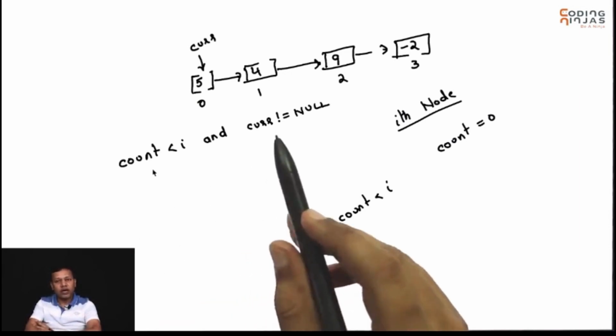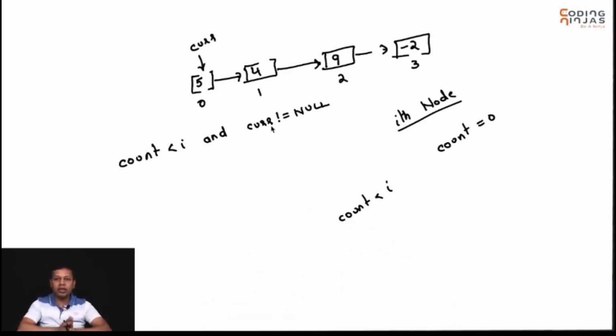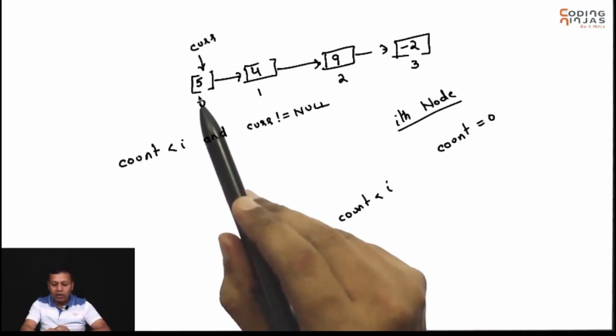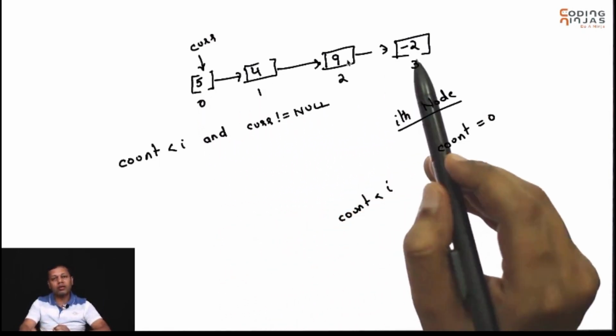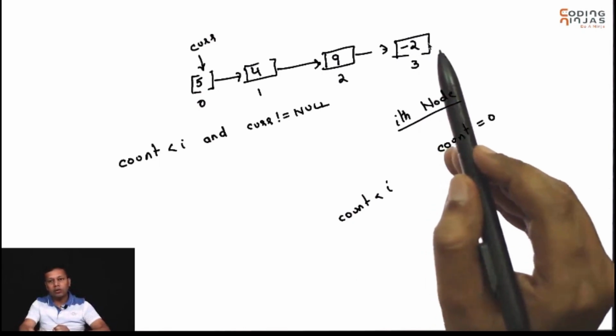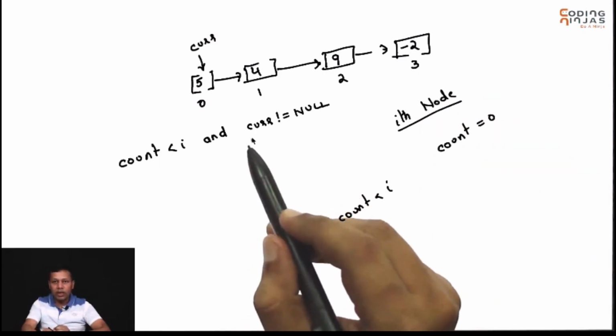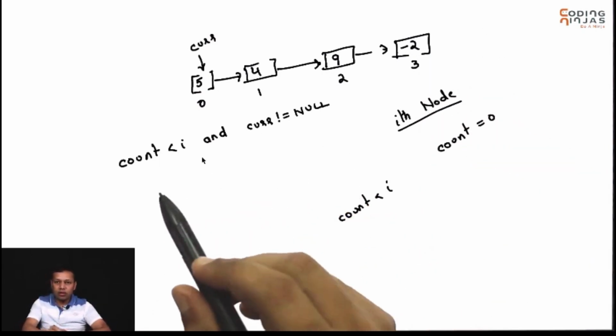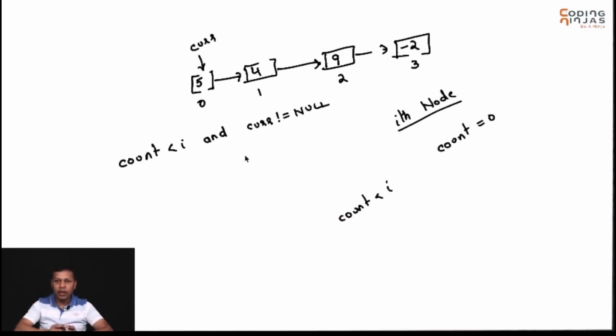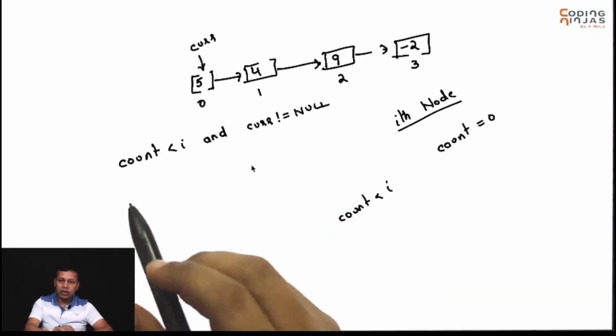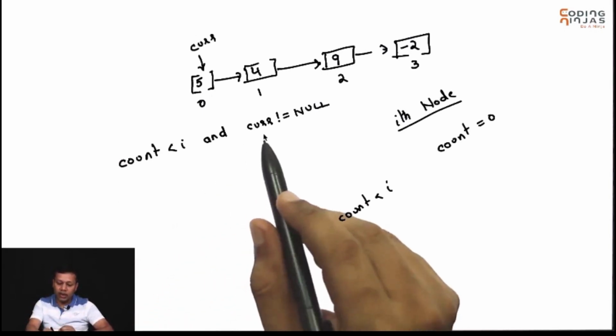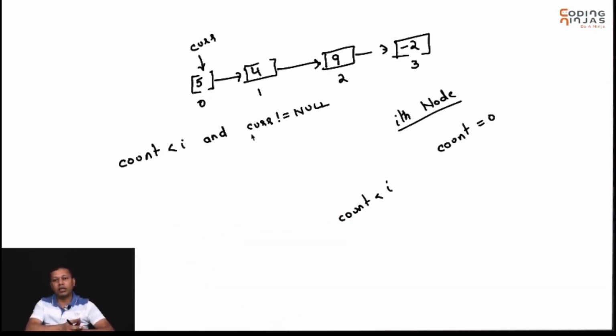I will come out of this loop if either cur is null or count is equal to i. If cur is null, then it means that there is no such node. Maybe in this case if I try to reach the 7th node, I will only be able to reach the 0, 1, 2 and 3rd node. Beyond the 3rd node I would not be able to reach, as cur would become null. So if there is no such node, then I don't have to do anything. If such a node exists, then that node would be pointed to by cur, and I simply need to print the data present at cur. So I can simply print whatever cur is pointing to.